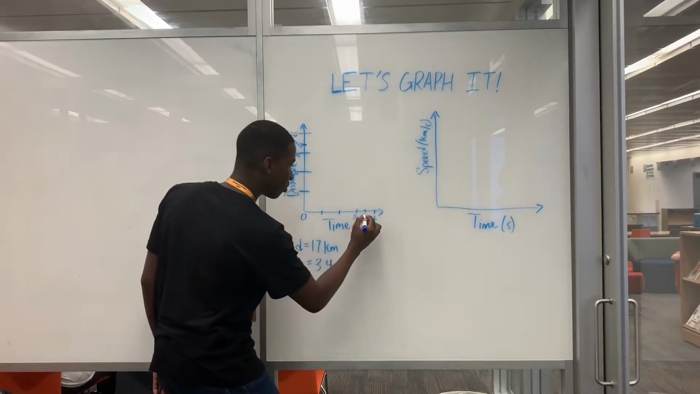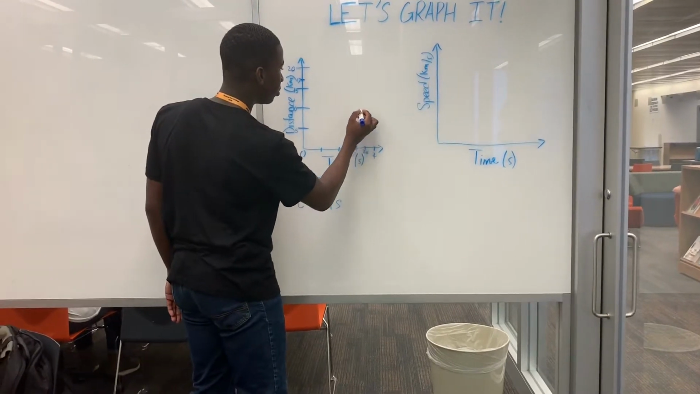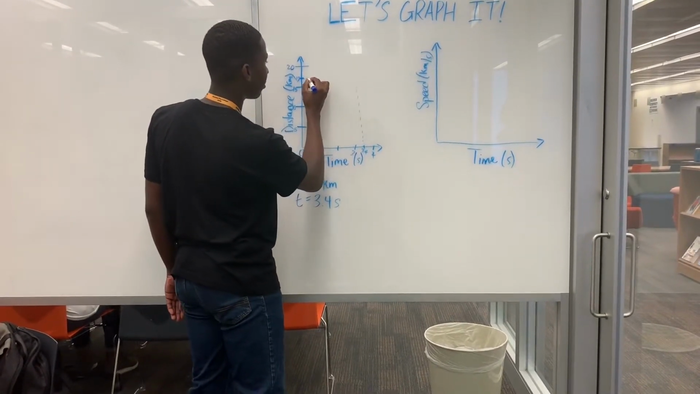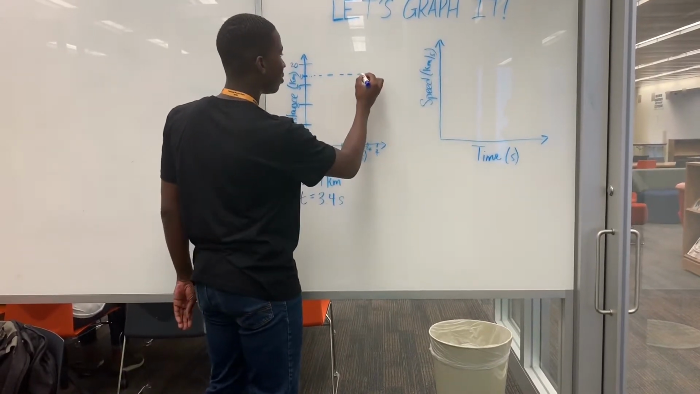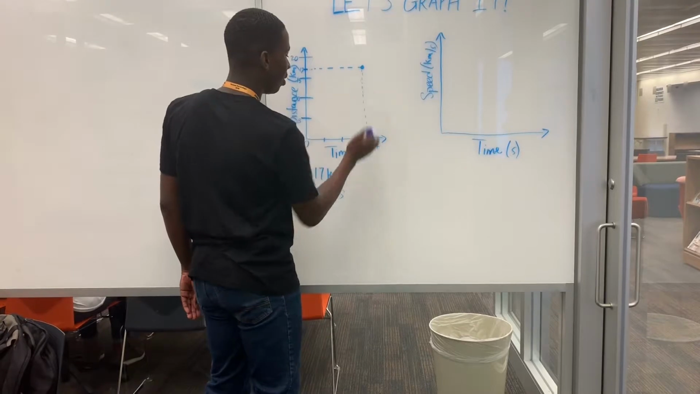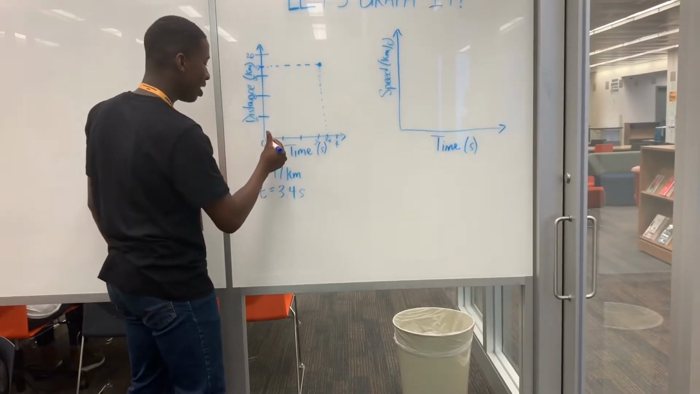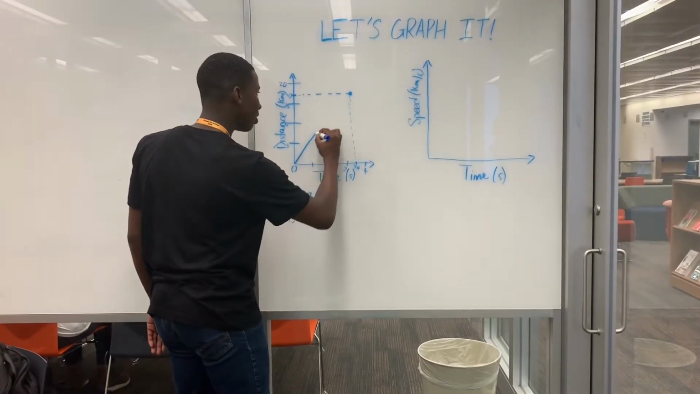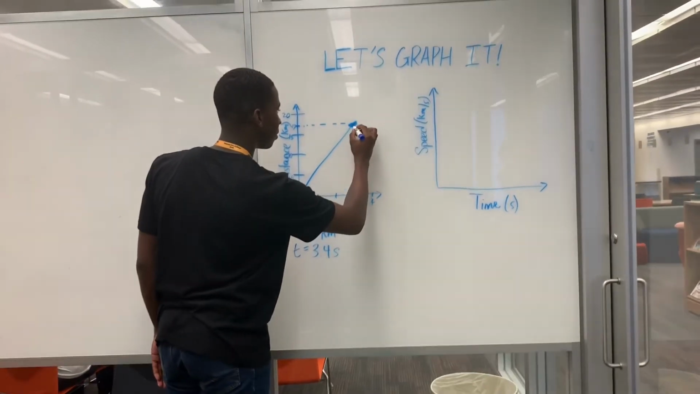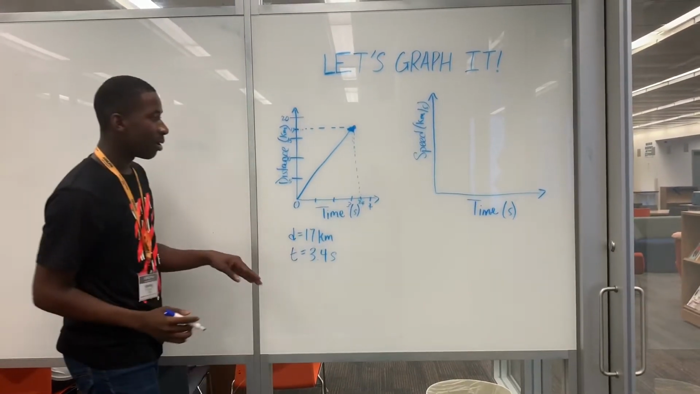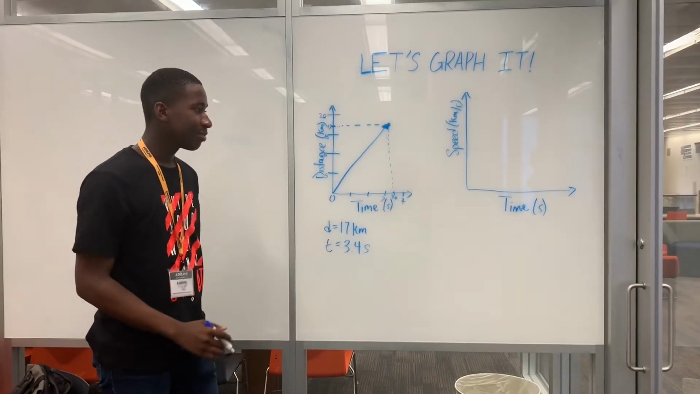Now let's find 3.4 and let's see where these two lines intersect each other. So now I find that point, 3.4 on the x, 17 on the y, and I'm gonna make a straight line from 0 to that point and I'm gonna connect it. So as the time increased, the distance increased.